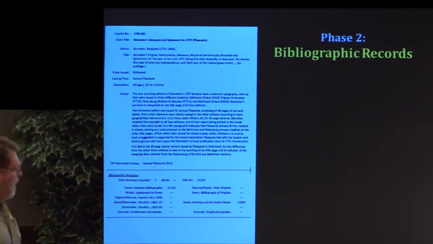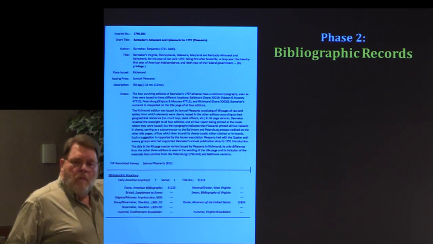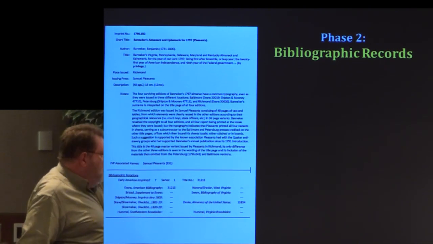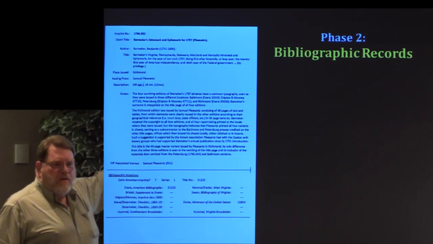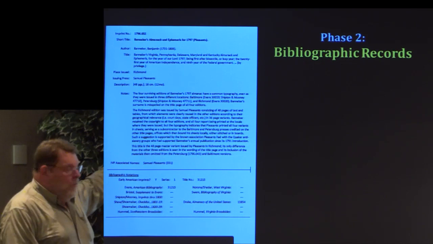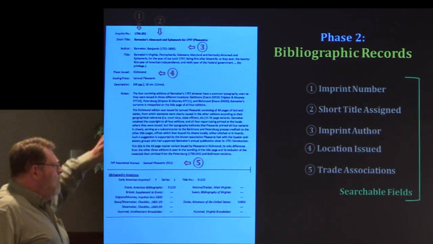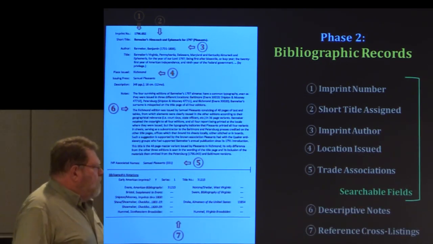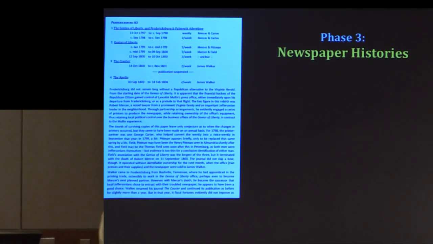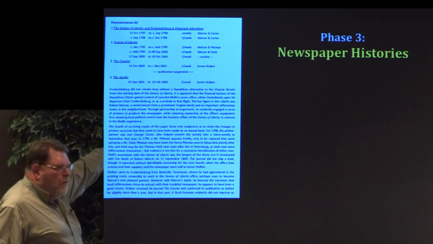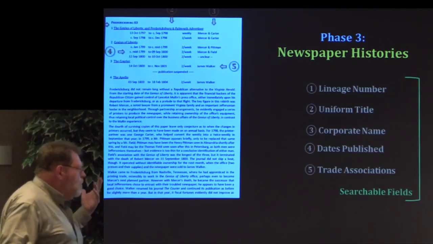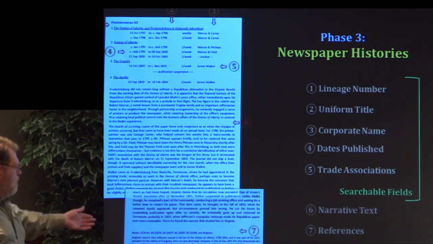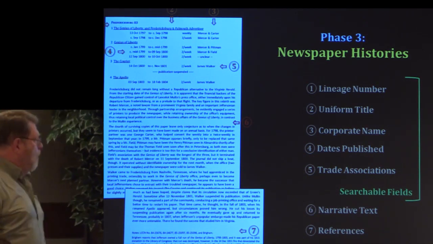Bibliographic records look like the same thing, except you also tend to have a very large annotated note in many of these. This is about Benjamin Banneker's last almanac, which all variations of it were apparently printed in Richmond. Again, the data fields, the sources, newspaper histories. You can see here this lineage of the original Republican newspaper in Fredericksburg. It goes through four permutations. The data fields can be searched, and the source material is at the bottom of the form.